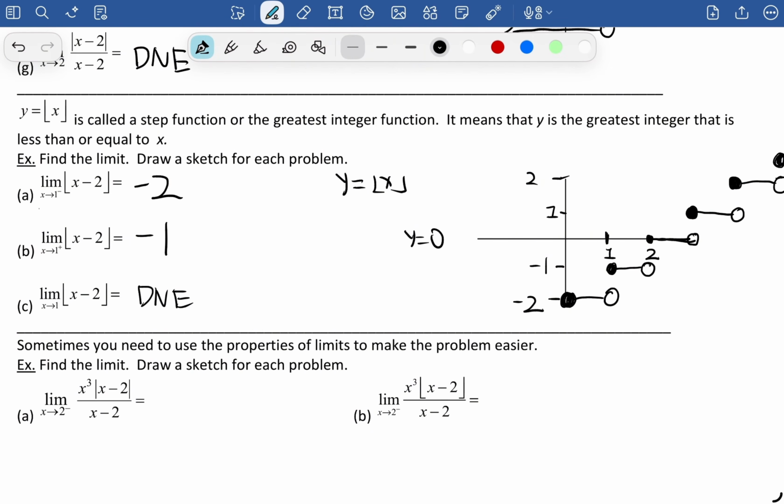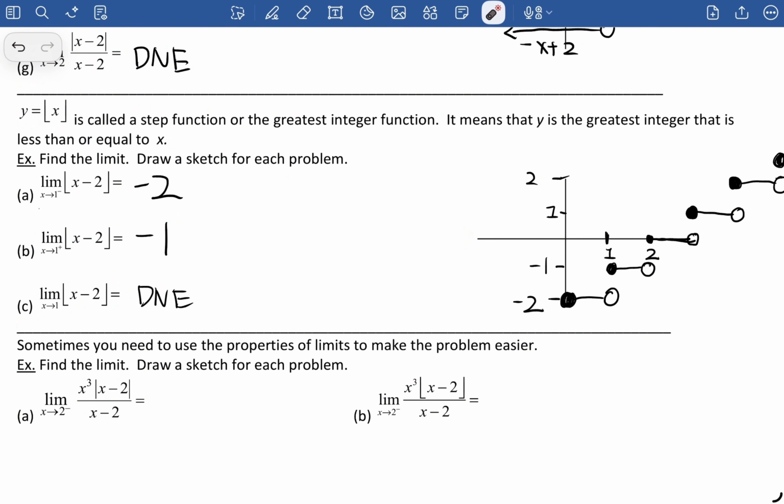There's a simpler way to approach this problem without drawing a graph, which is that you can just plug in values and see if it works, right? For example, the first one. When x approaches from 1 minus, so it's approaching from the left side, we can simply put in a value that's less than 1 but close to 1. For example, we can put 0.5. It's still smaller than 1 and it's close to 1.